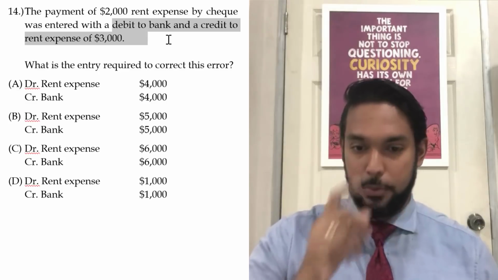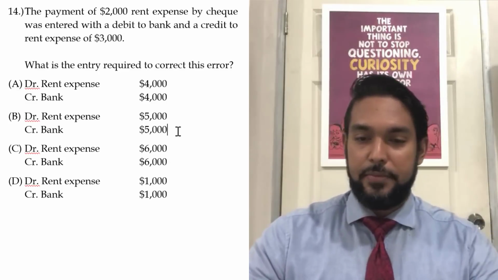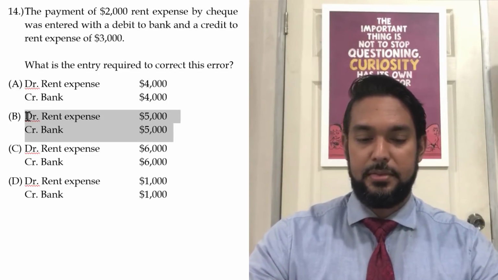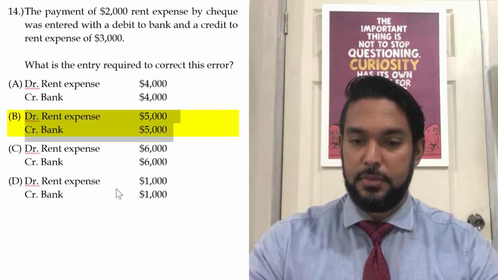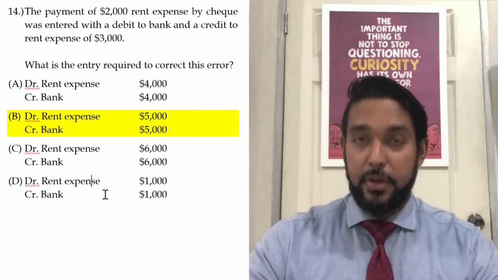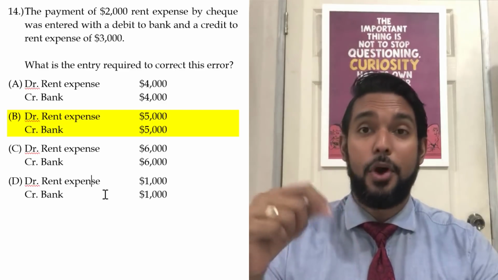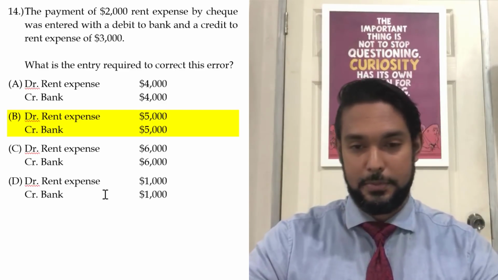I need practice. Okay, cool. So we're looking for 5,000. We're debiting rent for 5 and crediting bank for 5. Okay, cool. All right. If you need me to go over that, comment below or rewind.